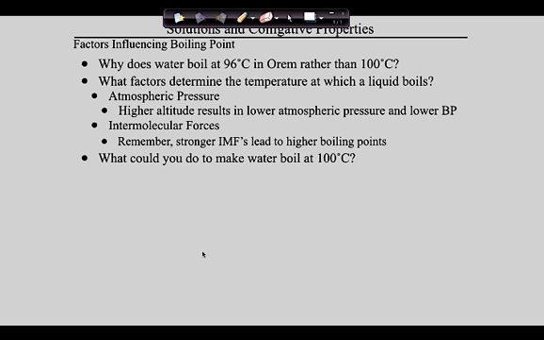And of course, we know the answer is yes. The question is really what? Guys, what could we do to make water boil at a temperature higher than 96, or make it boil at 100?